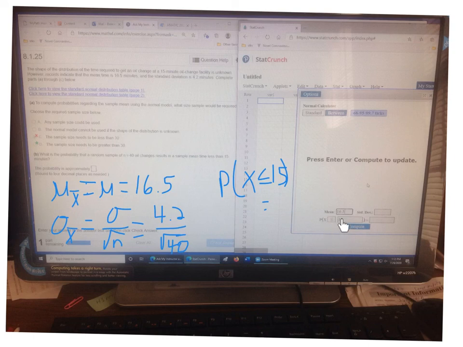So I put the 15 here. Make sure it's set to less than. Click compute. It'll give you a nice pretty answer. It'll give you a picture up here, and it'll give you this probability.